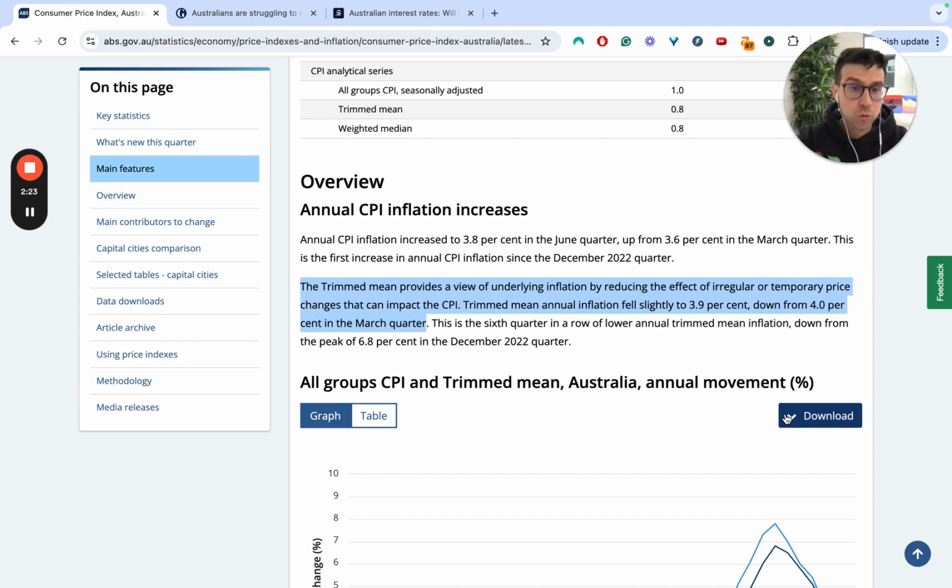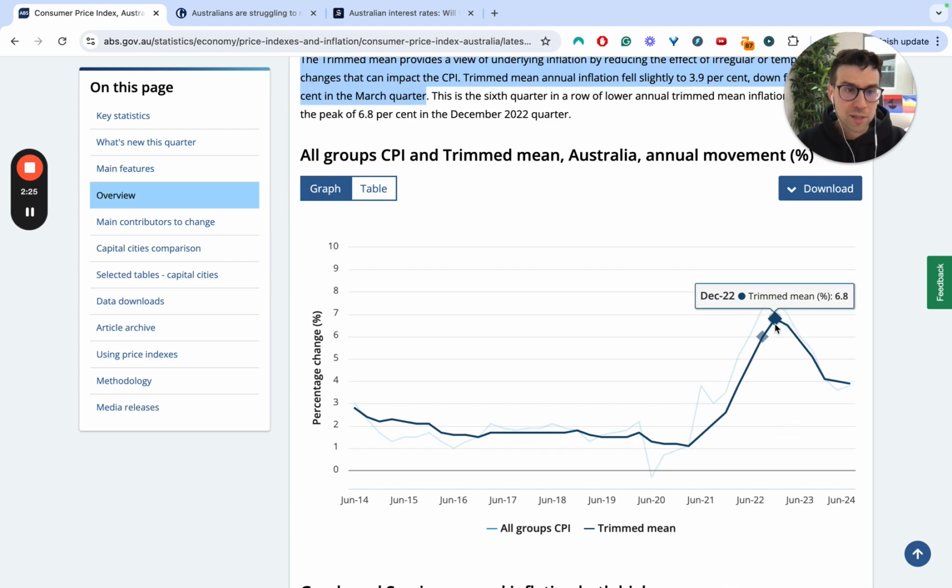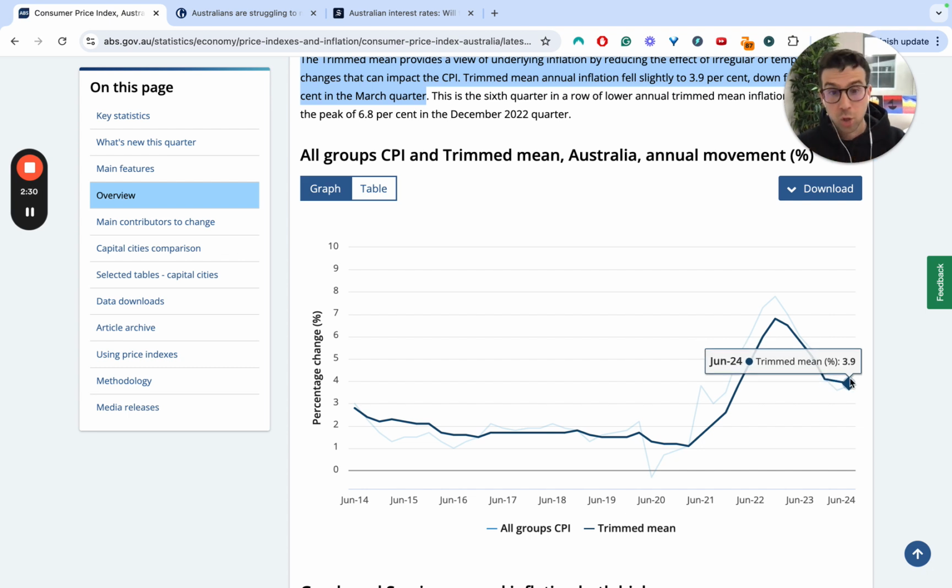So this is really positive. And we can see this here. We can see that the trimmed mean was dropping, and it has continued to drop. It has slowed. So what you want to highlight is that actually monetary policy is proving to be effective.